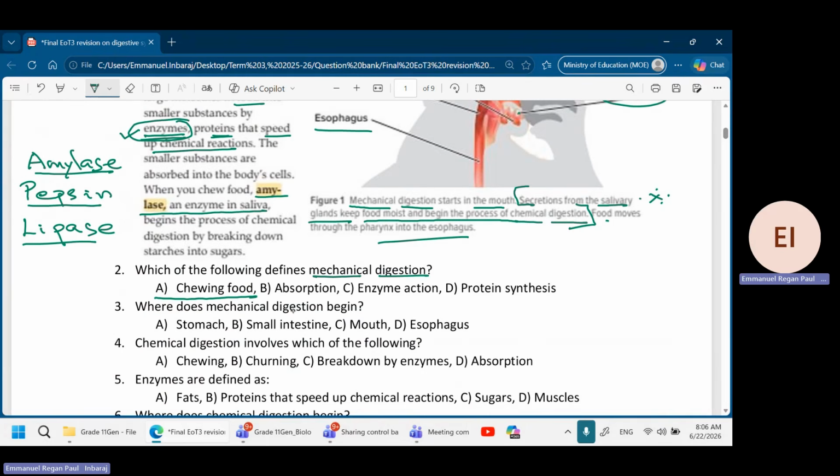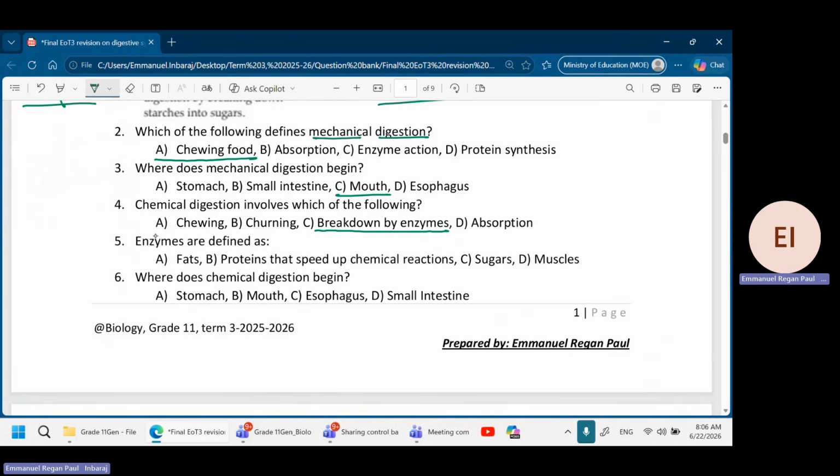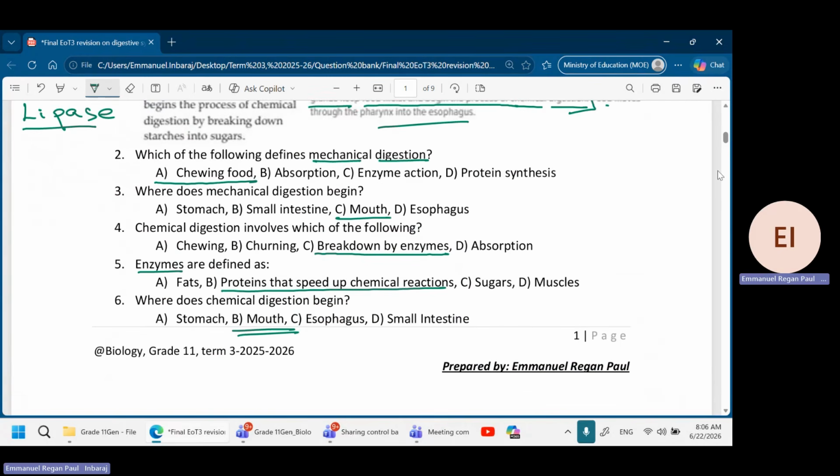So where does the mechanical digestion begin? Teeth. Teeth are inside the mouth. So mouth. Chemical digestion involves which of the following? Now they're asking about chemical digestion. Chemical digestion is because of enzymes. So chemical digestion involves breakdown by enzymes. What are enzymes? As we know, enzymes are proteins that speed up chemical reactions. And where does chemical digestion begin? As I told you, it begins in the mouth because saliva is present inside the mouth.